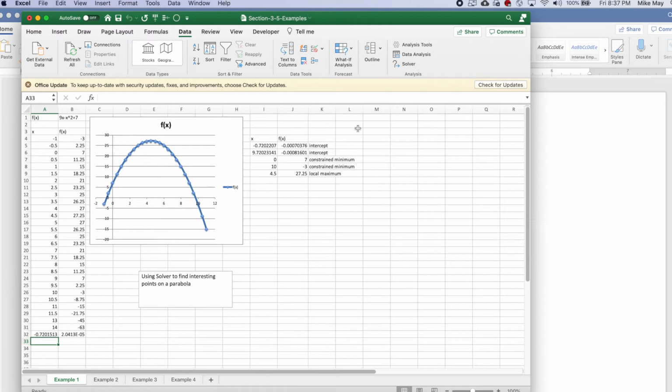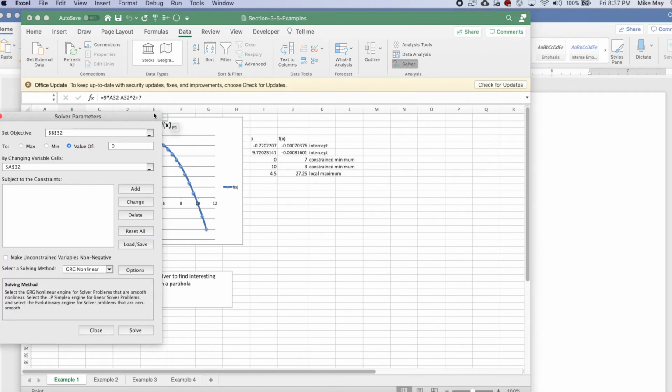The next thing I'd like to do, which is something Solver does, and it was much harder with goal-seek, is I'd like to find the vertex. And with goal-seek, we found a derivative and found where the derivative was 0. With Solver, it's much easier.